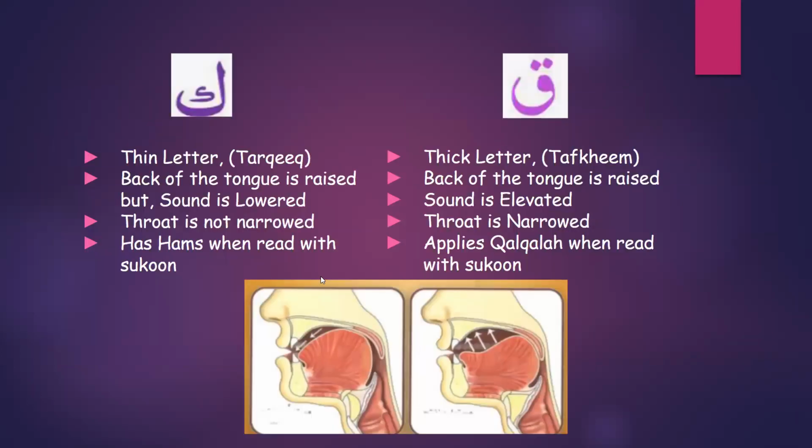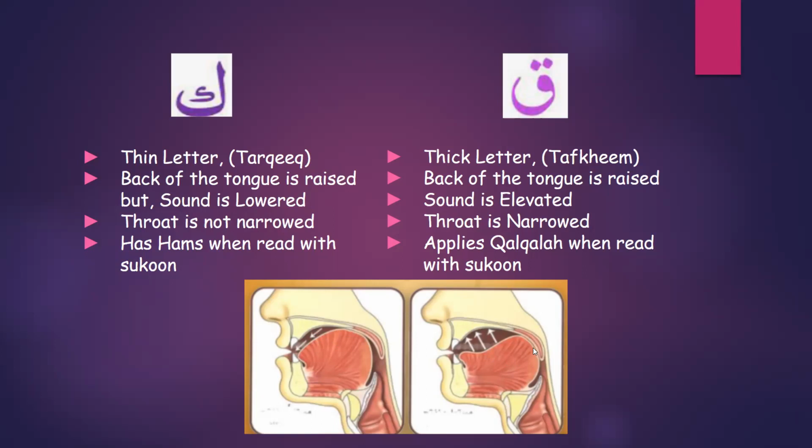See the difference between the qaf and the kaf. The qaf is a thick letter, and it's a heavy letter. It has tafkhim. Tafkhim means thickness, heaviness. Whilst the letter kaf is a thin letter, means it has tarqiq. For the letter qaf, the back of the tongue is raised. As you can see it here, it's touching the soft palate. For the letter kaf, the tongue is raised, but the sound is lowered. In the qaf, the sound is elevated.